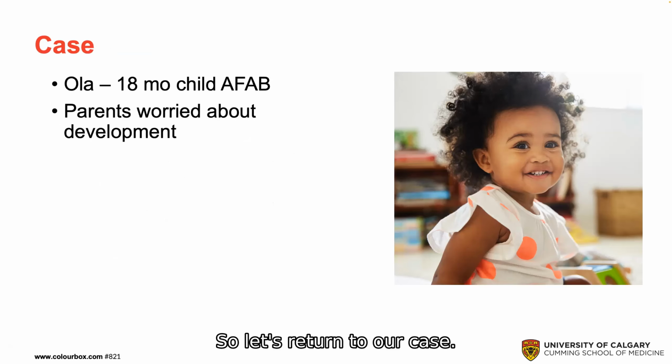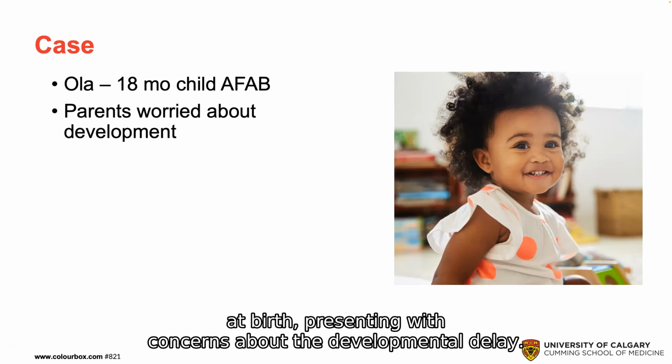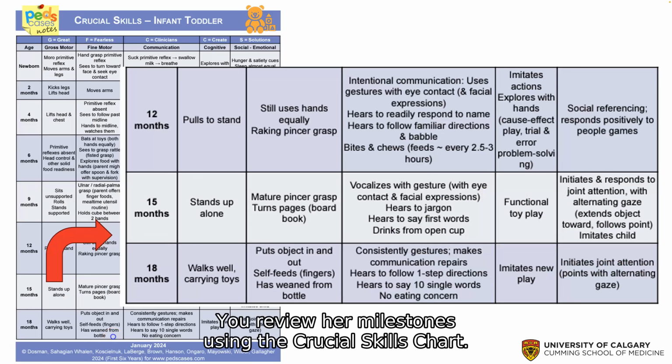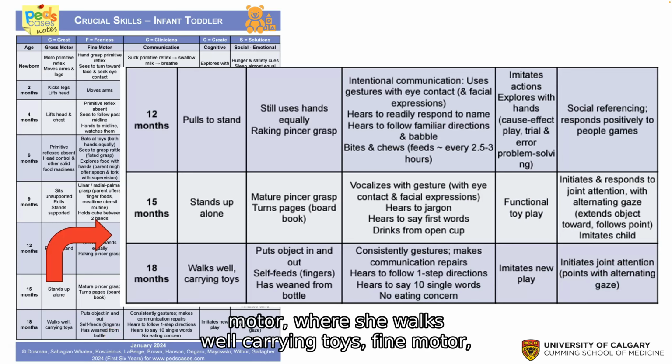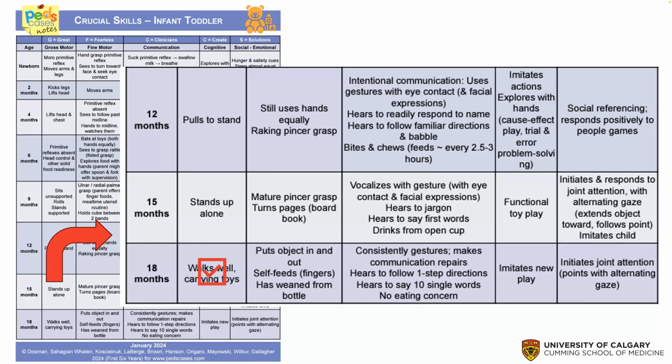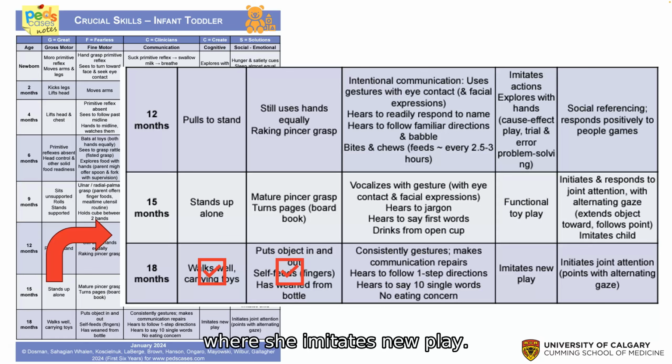So let's return to our case. Recall that Ola is an 18-month-old child assigned female at birth, presenting with concerns about developmental delay. You review her milestones using the Crucial Skills chart. She has demonstrated the 18-month milestones in gross motor, where she walks well, carrying toys, fine motor, puts an object in and out of a container, and self-feeding, and cognitive, where she imitates new play.